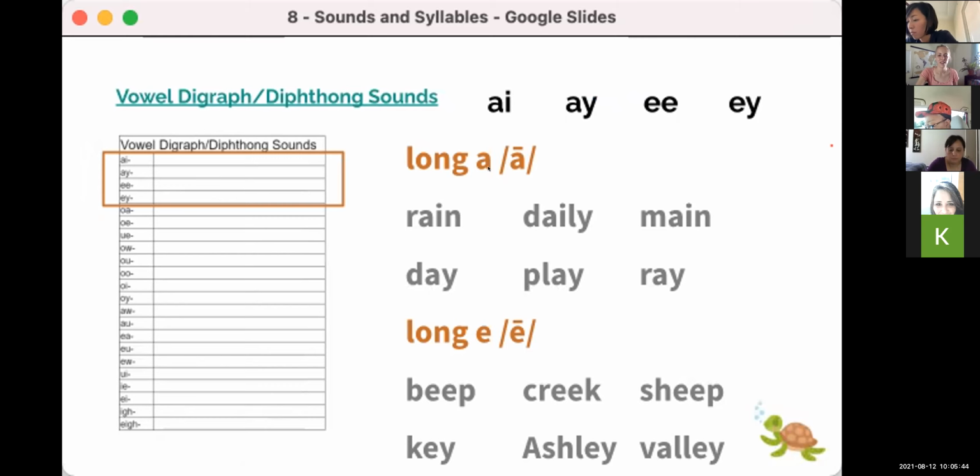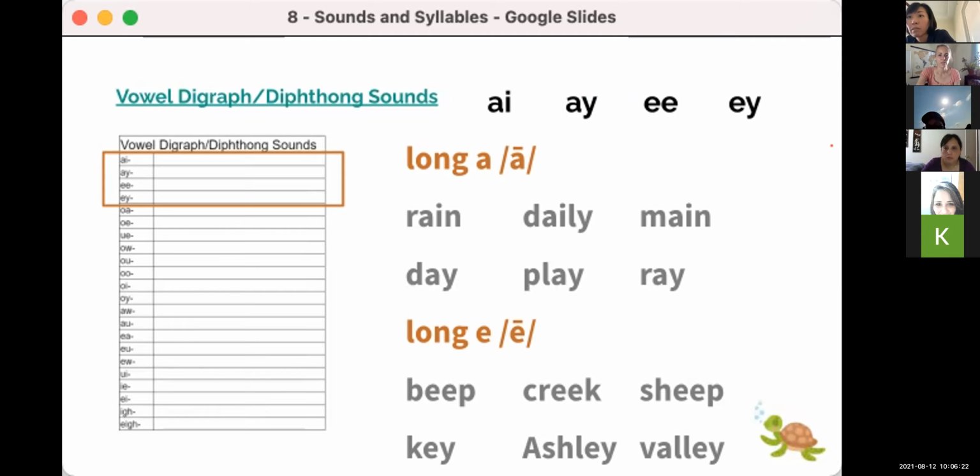All right, our long A sound. Rain, daily, main, day, play, ray. Long E, we have beep, creek, sheep, key, Ashley, valley.